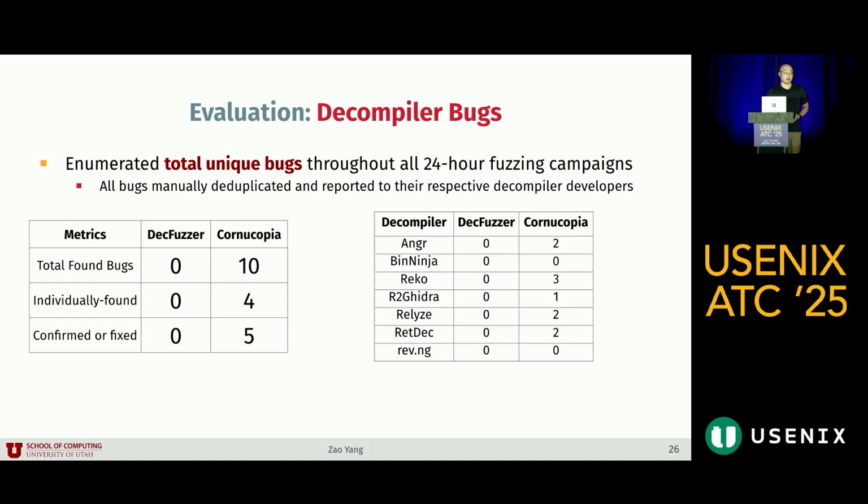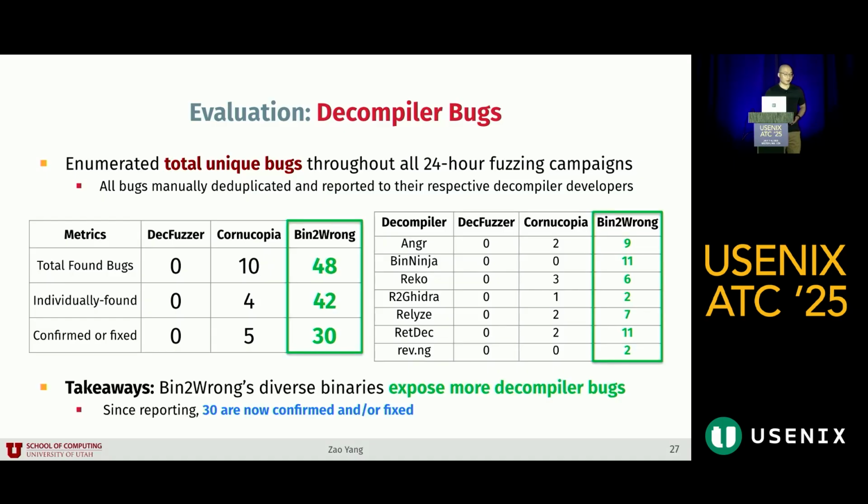So among all the 7 decompilers, Decompiler found 0 bugs, Cornucopia found 10, and Bin2Wrong found 48, with 42 of them individually found by Bin2Wrong. Among the 48 bugs, 30 of them have been confirmed or even fixed by decompiler developers. And more importantly, as shown in the table on the right, Bin2Wrong finds the most decompilation bugs among all decompilers. So this result demonstrates that Bin2Wrong's high diversity, high coverage binaries can test decompilers more thoroughly and expose more decompilation errors. Many of them were missed by other tools.